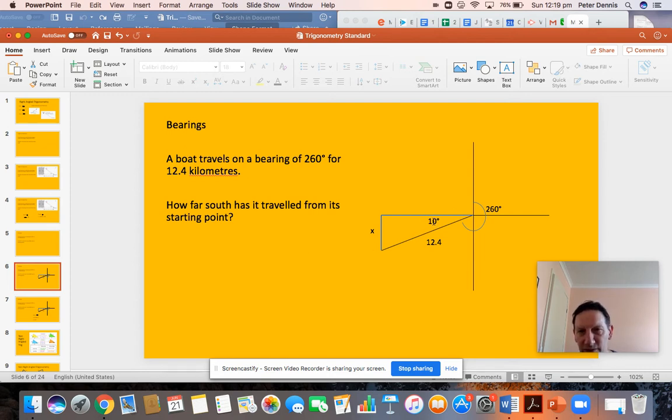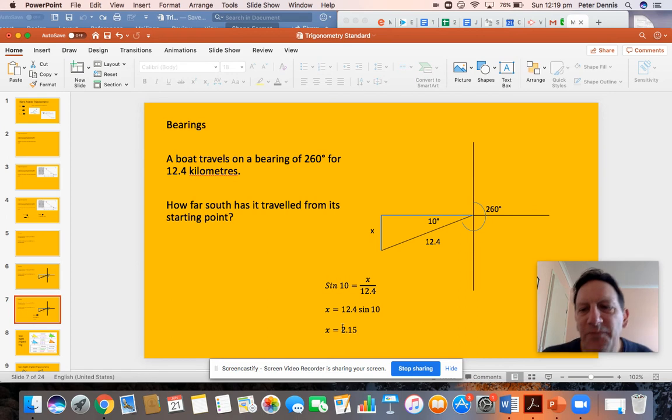What have we got here? If we use this, it's opposite over hypotenuse: the sine of 10 degrees equals x over 12.4. And then we just bring the 12.4 up. So x equals 12.4 times sine 10, and we get 2.15. If you've done it the other way, that would be fine. You would just get, I think, the cos of 80 is x over 12.4. You get exactly the same answer.